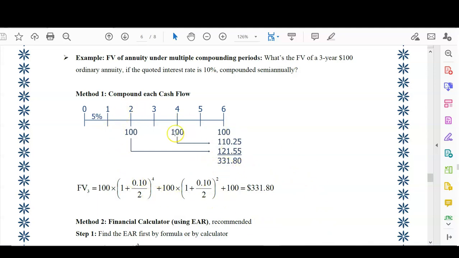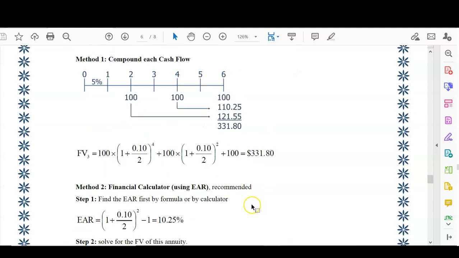After we compound the first and second 100, the last 100 is already at time 6, so we don't have to compound it anymore. We just add these three numbers up. We have the total future value as 331.8. That's how we treat this annuity as three lump sums and compound them to get their future values and add them up to get the future value of an annuity.